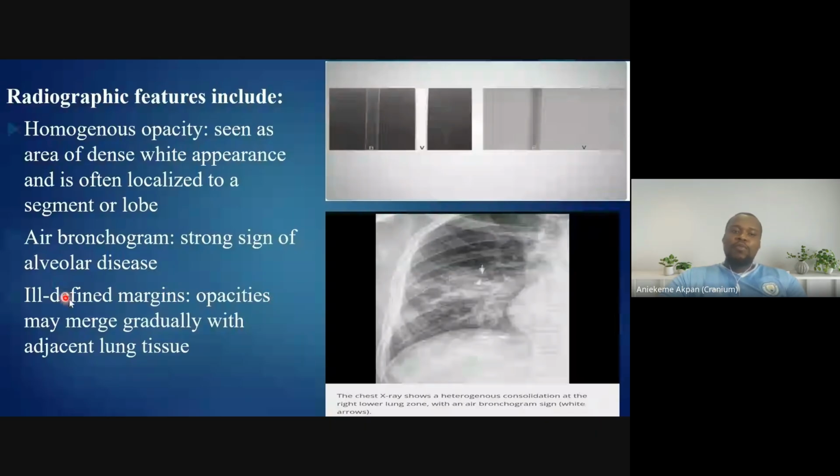And this will definitely tell you that this is an alveolar pattern. Like I said before, there will be ill-defined margins. So they are not looking so rounded like a nodule. That's the difference. And when you see this air bronchogram, it is mostly telling you that definitely this is an alveolar disease.